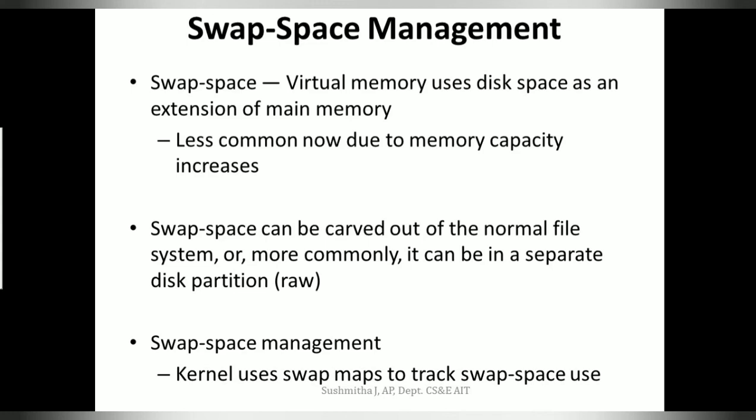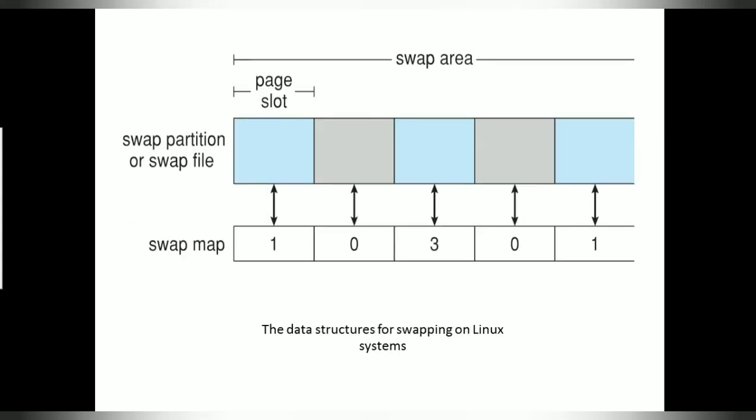This swap space can be useful to the system in various ways, and it is very essential to manage this swap space. Now, how do we manage the swap space? One technique to manage the swap space is using the swap map. Now, the swap area may either be a swap file in a regular file system or a swap partition.